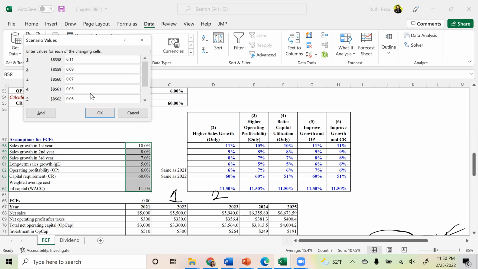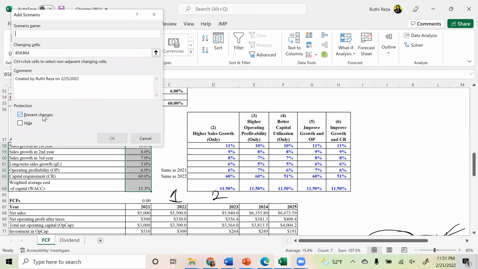Sales growth rate in the third year is expected to be 8%. Then our long-term sales growth is expected to be 6%. Then the capital operating profitability ratio is expected to be 6%. Then the capital requirement ratio is expected to be 60%. Weighted average cost of capital is expected to remain the same at 11.5%. So we put now all the numbers under the new scenario, then hit the add button.